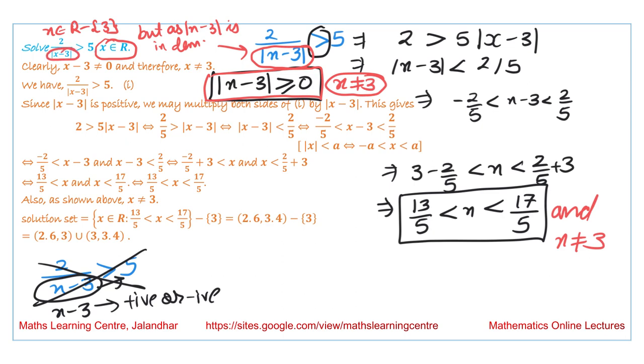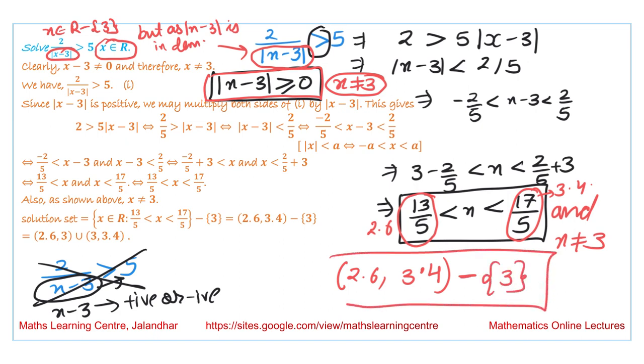So the final answer we obtain is, if we divide both these values, this value is 2.6 and this value is 3.4. So we have the answer as 2.6 comma 3.4. This is the interval minus the element 3. So this is the solution set in this case.